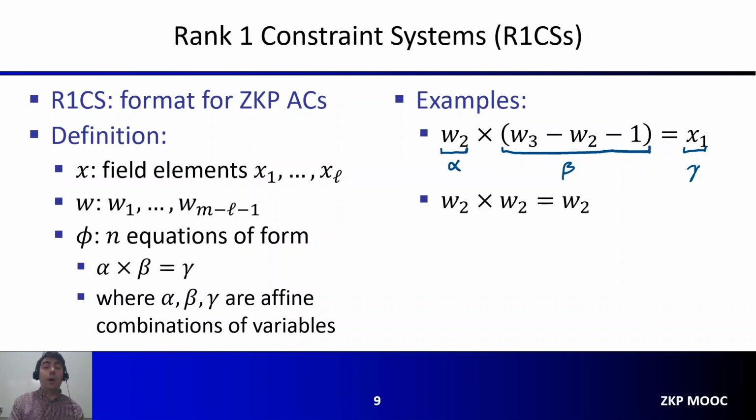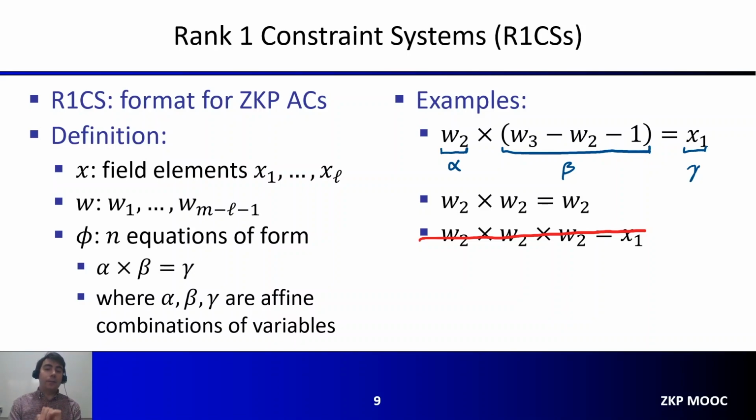Another acceptable constraint is W2 times W2 equals W2. One constraint that's unacceptable is W2 times W2 times W2 equals X1. This is unacceptable essentially because on the left-hand side you have three different variables all being multiplied together. So you have two products of variables. And that means that however you view alpha and beta, one of alpha or beta is going to have a product of variables inside it, and that's not okay because alpha and beta each have to be affine combinations.